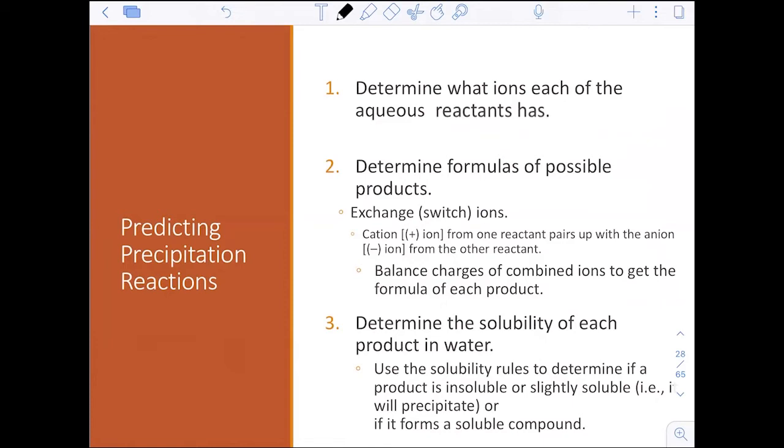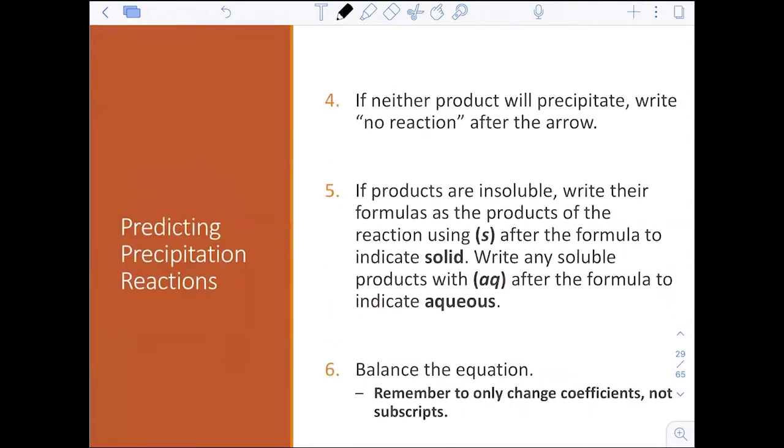And then determine the solubility of each in water. Use the solubility rules to determine if a product is soluble, slightly soluble, or if it just is going to be aqueous. Couple more. If neither product will precipitate, write no reaction. Don't write those products, you just write no reaction. But if products are insoluble, at least one, then write all of the formulas that you would have seen. The insoluble product gets the solid state, the soluble products get the AQ state or the aqueous state. Don't forget, at the end of the day, we need to balance the reaction as well. We're going to be able to practice with this in a second. Just want to focus in on these rules.